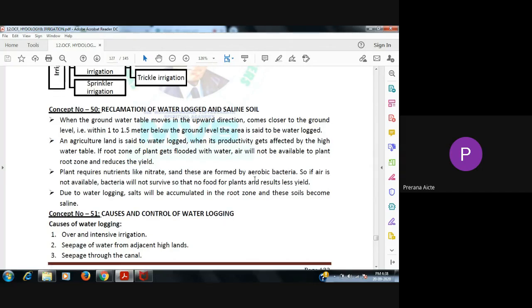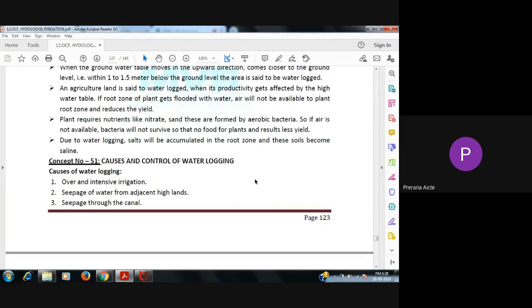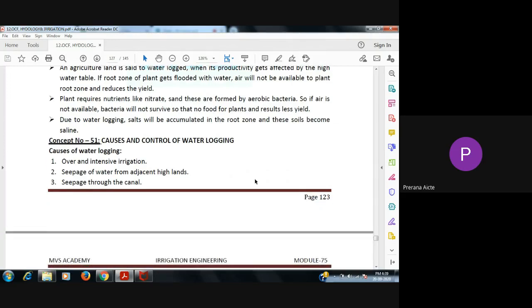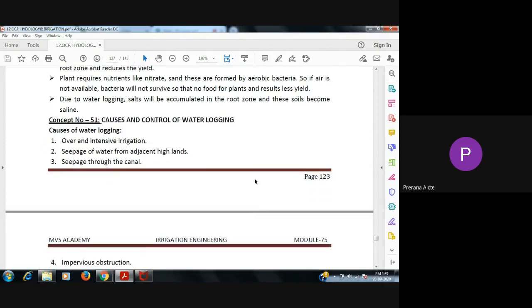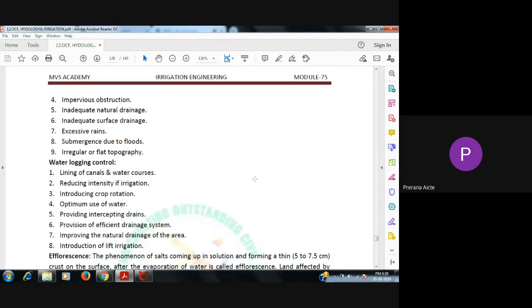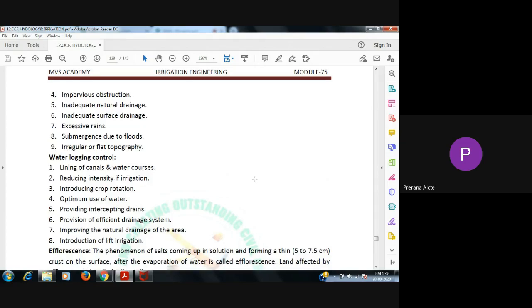Then what are the remedies actually? Some of the land is situated near a tank, so there is a waterlogging effect. To overcome the waterlogging, certain methods are adopted. The causes are: over and intensive irrigation, seepage of water from adjacent highlands, seepage through the canal, impervious obstruction, inadequate natural drainage, inadequate surface drainage, excessive rains, submergence due to floods, and irregular or flat topography. So these are the reasons for waterlogging.